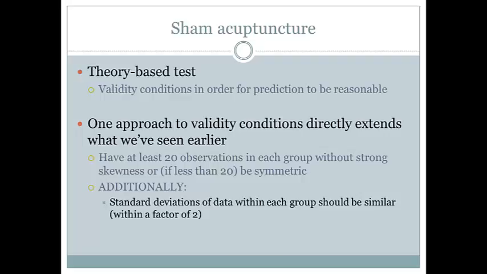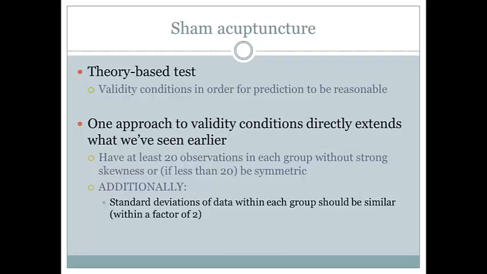One approach to validity conditions directly extends what we've seen earlier and then builds on it. You should have at least 20 observations in each group without strong skewness. Or if you have less than 20 in one of the groups, the data should be symmetric within the group.